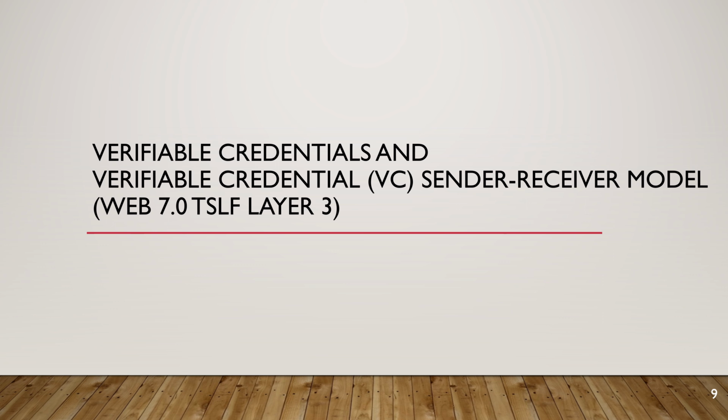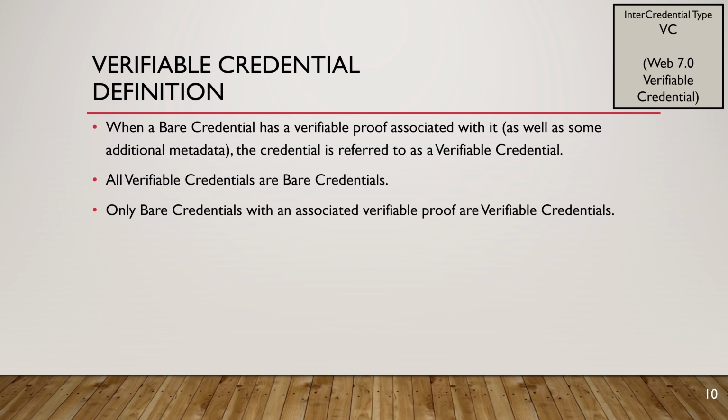Let's take a little baby step, a little more sophistication, and look at how these are slightly different. So when a bare credential has a verifiable proof associated with it, as well as some other additional metadata, the credential is referred to as a verifiable credential. All verifiable credentials are bare credentials, but only bare credentials that have an associated proof can be named or typed verifiable credentials. And we can see in the top right-hand corner that the InterCredential type is VC for Web 7.0 verifiable credential.